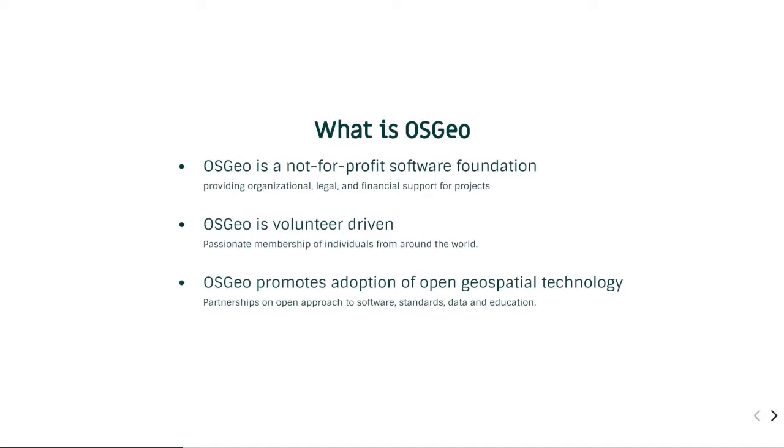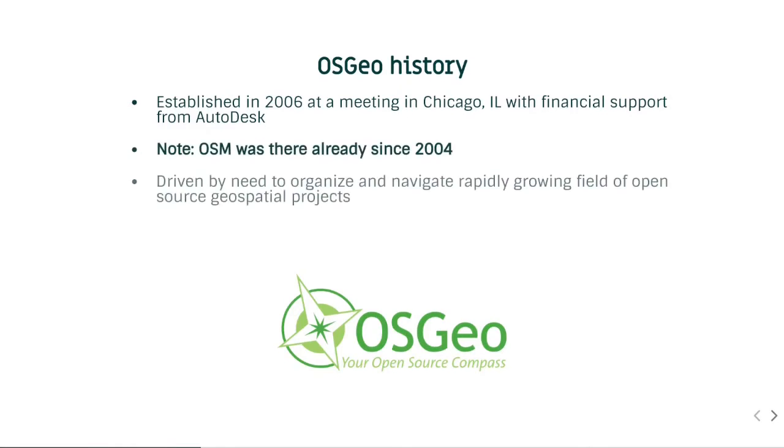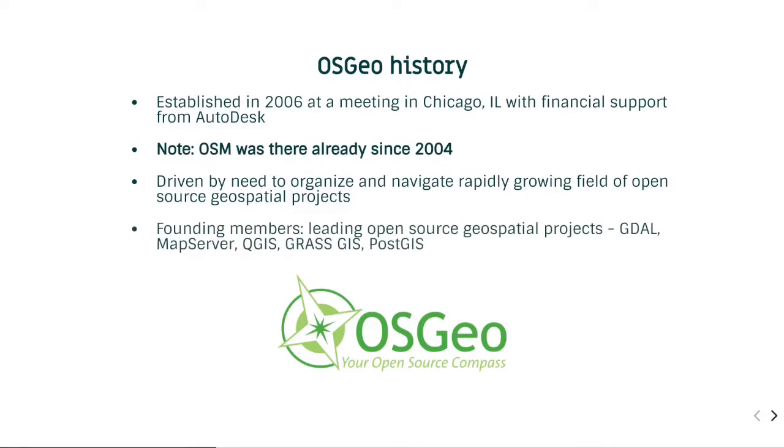OSGeo promotes adoption of open geospatial technology, partnerships, an open approach to software, standards and data, and education as well. So OSGeo started in 2006, but mind you, OpenStreetMap was already in existence. So we can see OpenStreetMap is older than OSGeo by 2 years. Of course, 2 years is a lot of time too.